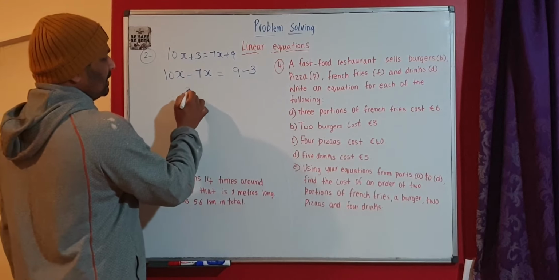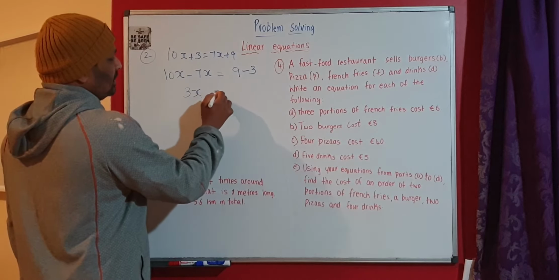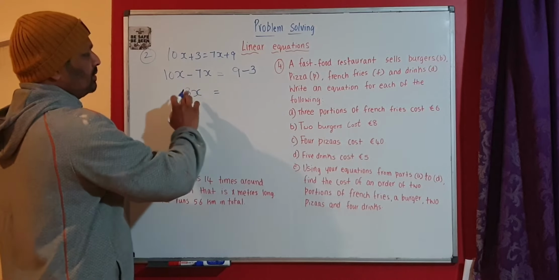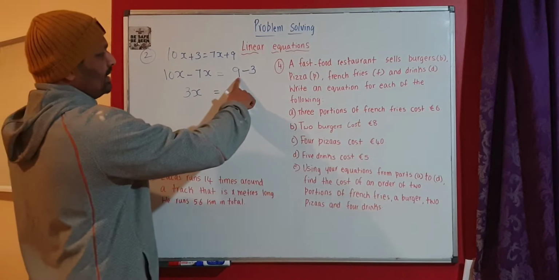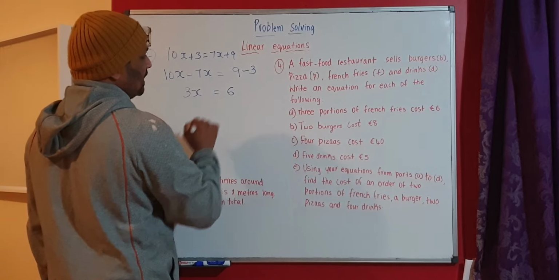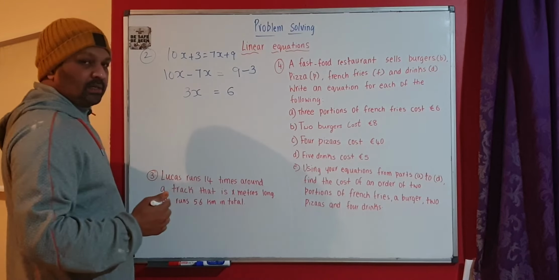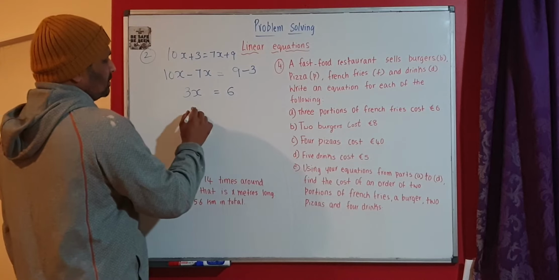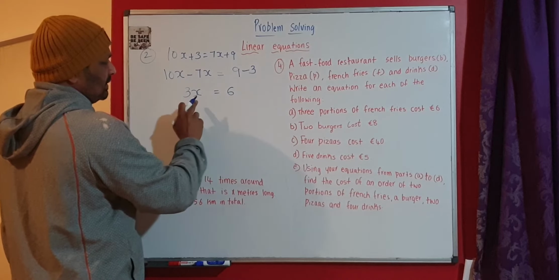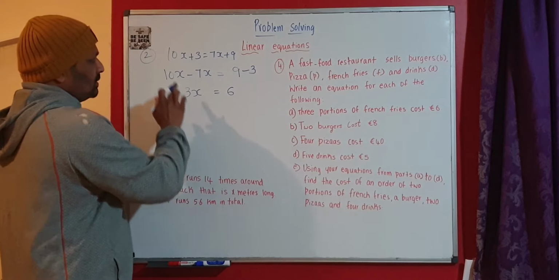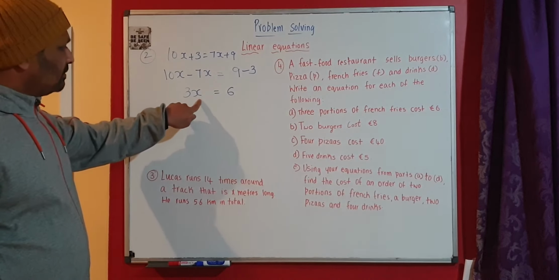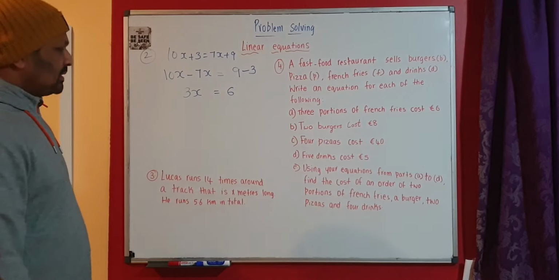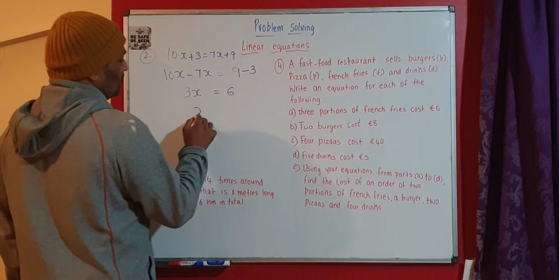So in the same way, we have 3x here. 10 minus 7 is 3x. On the right side, 9 minus 3 is equal to 6. Now 3 is multiplying x here. So what you have to do is find out the value of x. We already have that 3x is 6. Now you have to find the value of x.